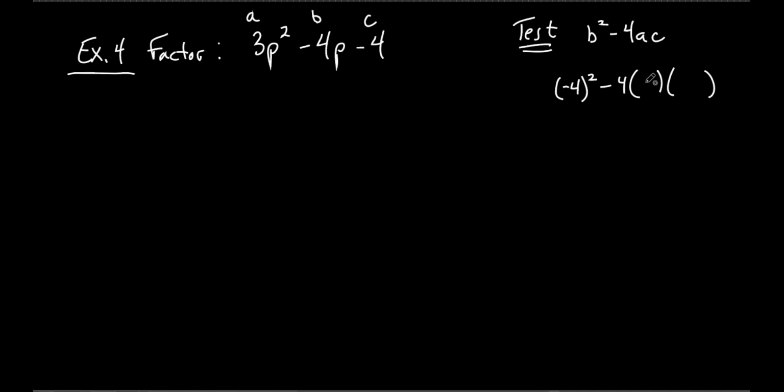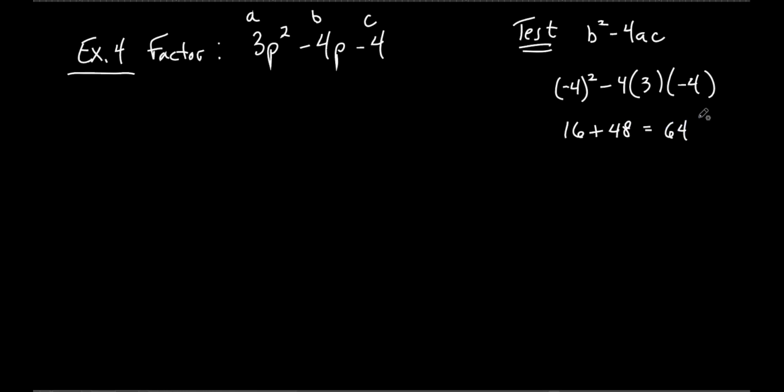Anyway, ac, what is a? 3, and c is not 4, but negative 4. So let's do this. This is positive 16. This is going to be negative times a negative, which is positive. What's that? 12, right? And 4 is what? 48? Is that right? What's that? 64? Okay.